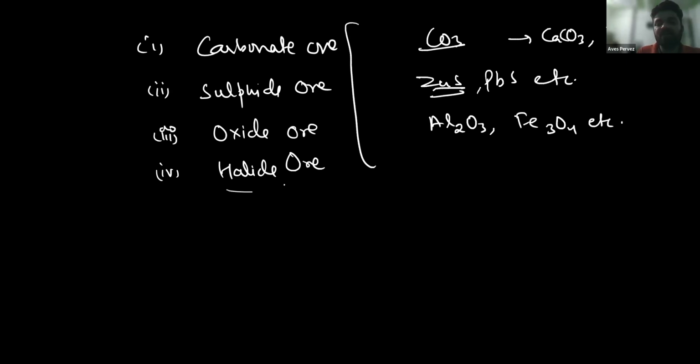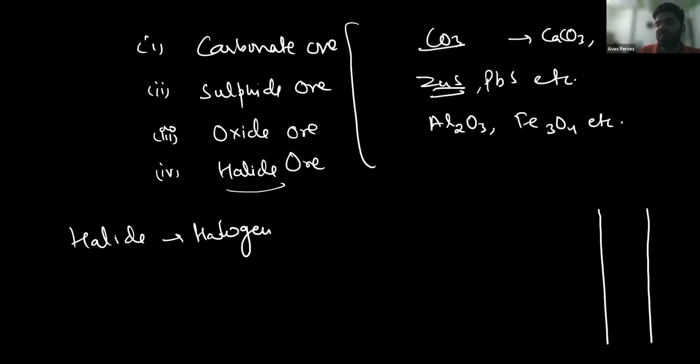And halide ore means, what is halide? Halide means halogen, and halogen is a group 17 element. And what is a group 17 element? You don't know. Halogen. So what is halogen? Let me explain what in chemistry is called halogen.